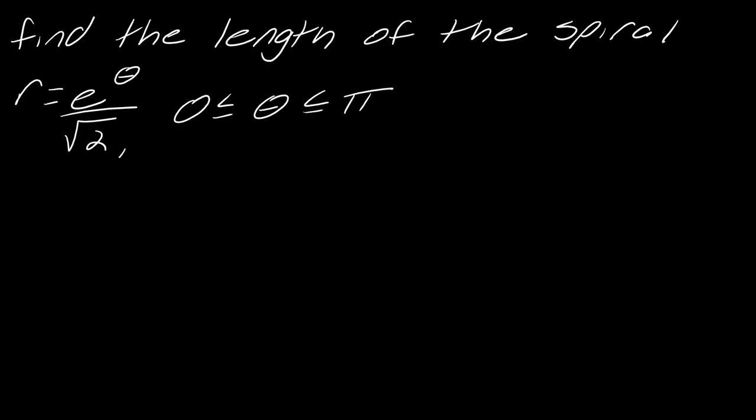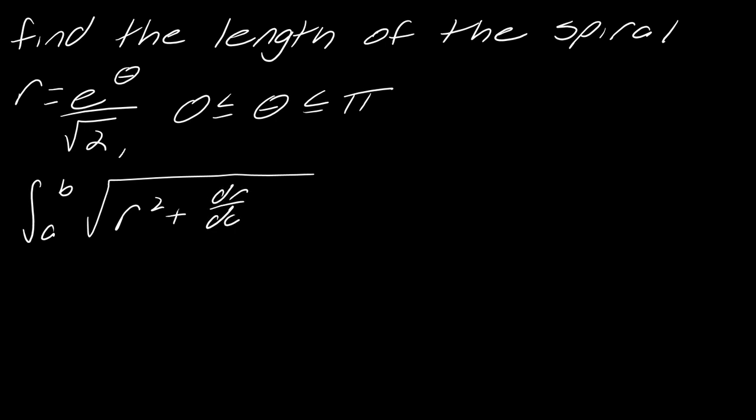So I just have one example here just to run through it with you. I want to find the length of the spiral from 0 to pi, and my function is e to the theta over the square root of 2. So I need to use this formula. I have r squared plus dr d theta squared. This is going to be the function, and this is going to be the derivative of the function.